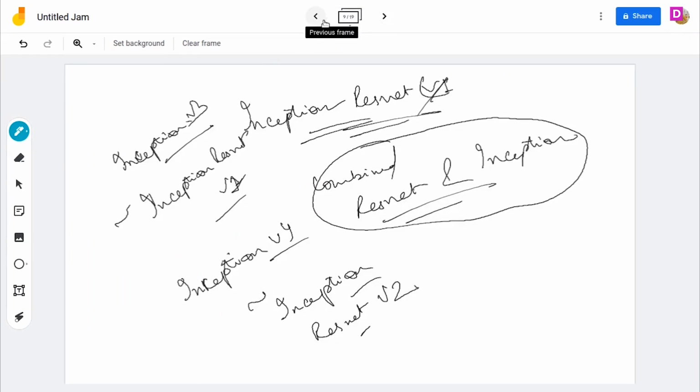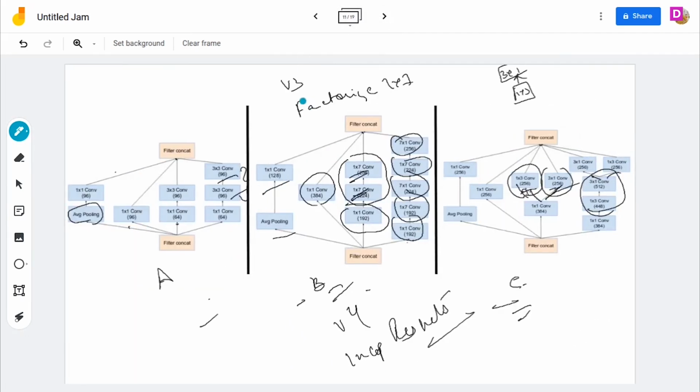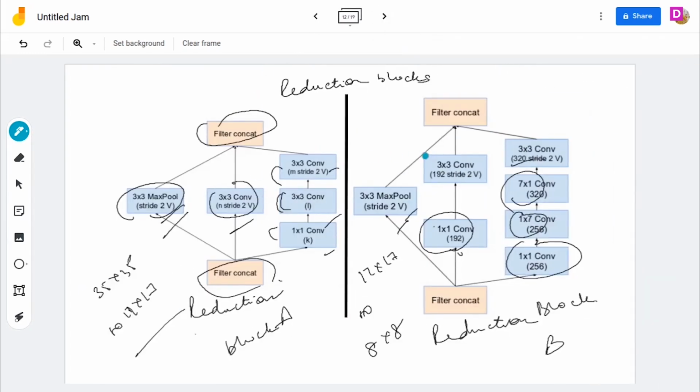Then we have Inception ResNets, and before that we have Inception v4. In Inception v4, what they did was they changed the stem layer. Inception v4 and Inception ResNets were released in the same paper. Then you had modules. This time they have named the modules, and these are the different Inception v4 modules, and they also added reduction blocks this time. So these are the different reduction blocks.